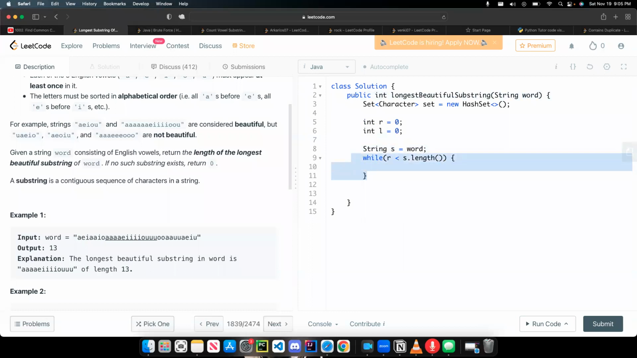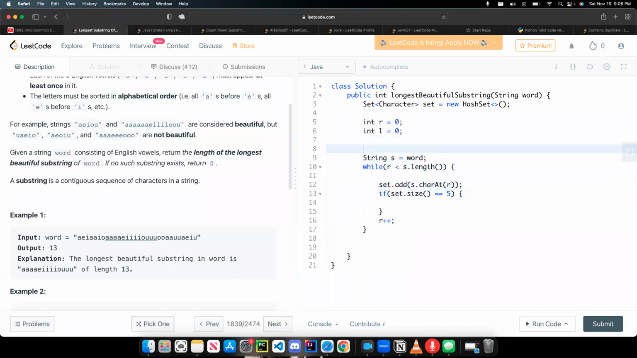So if you say r is less than s.length and you keep incrementing r, it allows you to touch every single element within the string. And r would have to be incremented eventually for the algorithm to move along the string. Like I said before, we'll set.add the character that r is currently referring to. And we know that if the set.size is ever 5, then we can increment a counter, so int count is equal to 0. We have a string where all vowels are present, which is why the set size is 5.